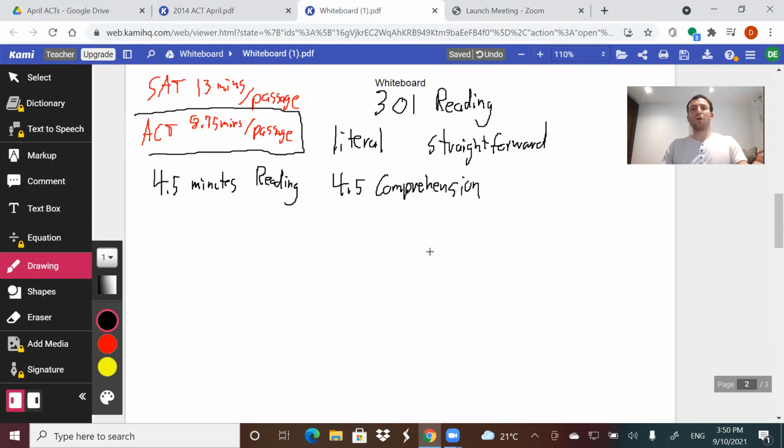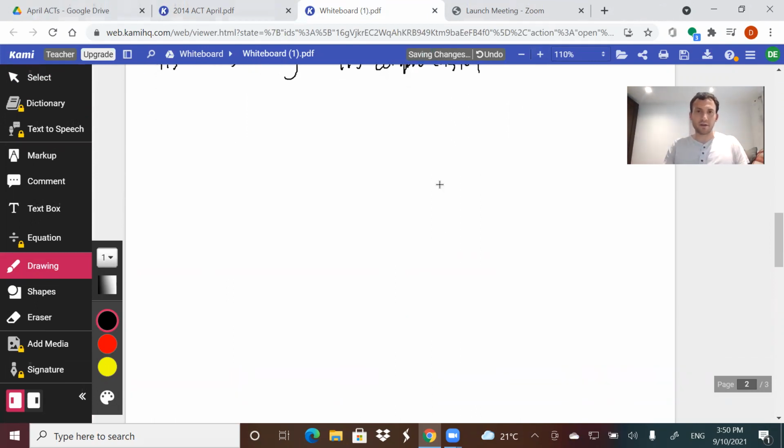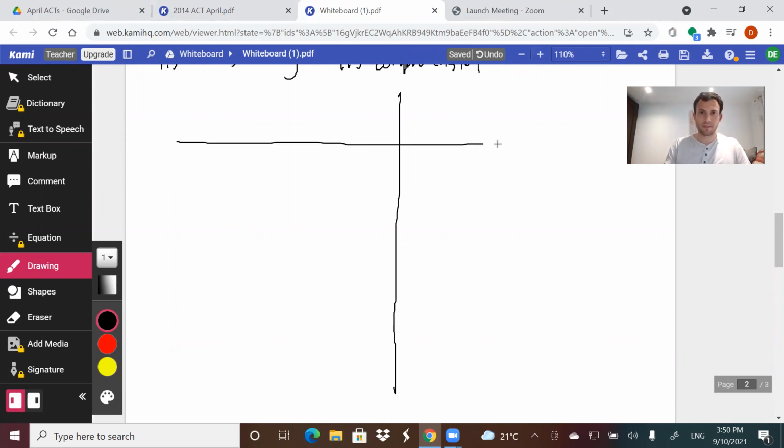So let's kind of go over this. Let's make a T-chart, and I encourage you to take your own notes here that correspond with mine. But there are 2 parts. The first 4.5 minutes is comprehension, kind of how do we go about the reading and how do we get the most out of our 4.5 minutes. And then the second half is how to choose answers. So I'll say answers.